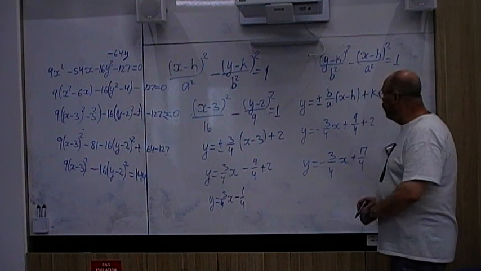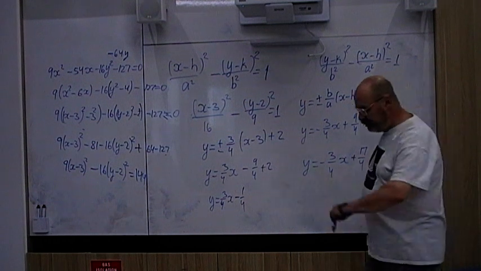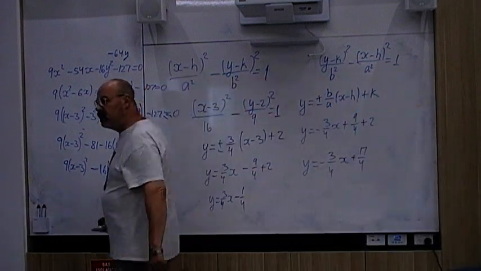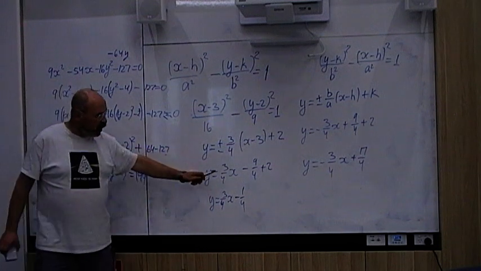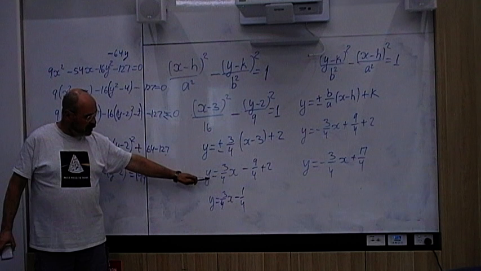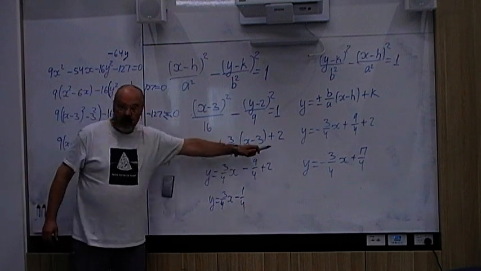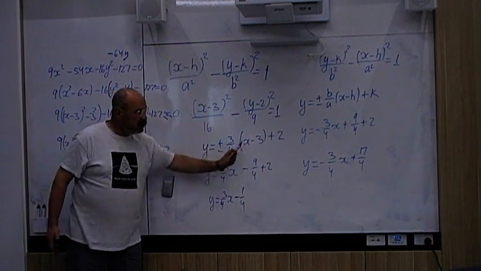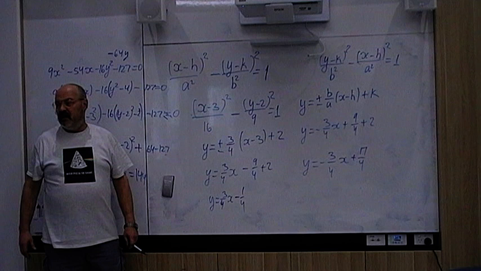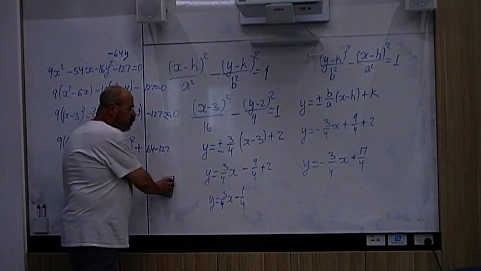Yes, 17. So now we can sketch the hyperbola. I'm confused about the plus minus. That is one equation where we take plus, and the other where we take minus. The plus relates only to this; plus 2 is always plus 2. Then you take minus 3 quarters times (x minus 3). Makes sense?